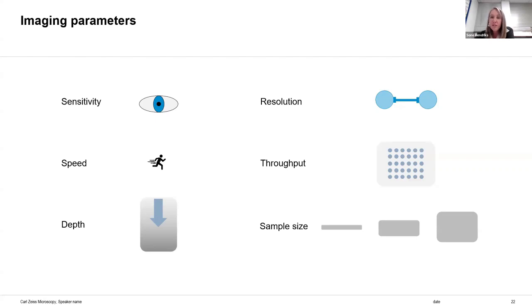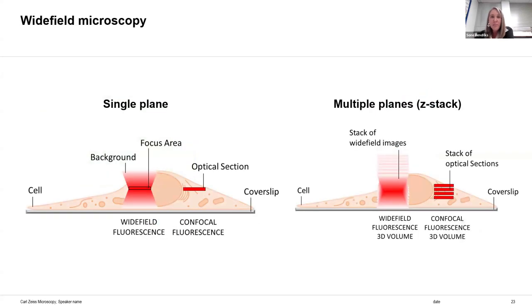So let's start by considering a first sample example in which you want to image a thin sample, for instance, some cells, and you want it to be very sensitive and quick. The best method for basic fluorescent cell imaging would be to use a wide field microscope. Wide field microscopy illuminates the whole field of view and collects the image with a camera.